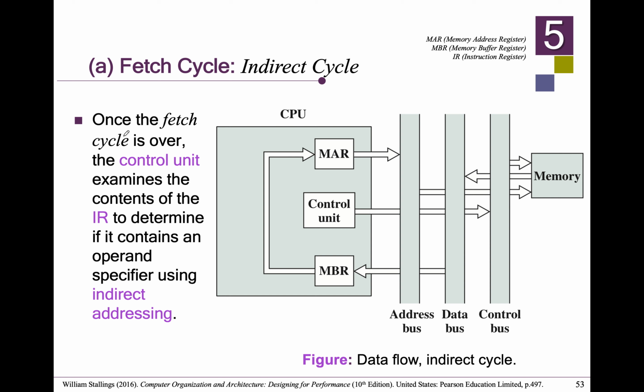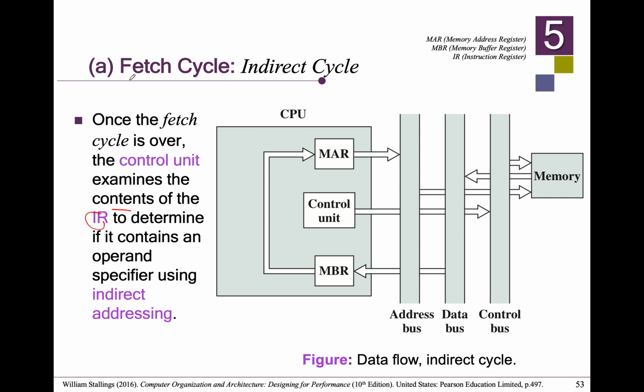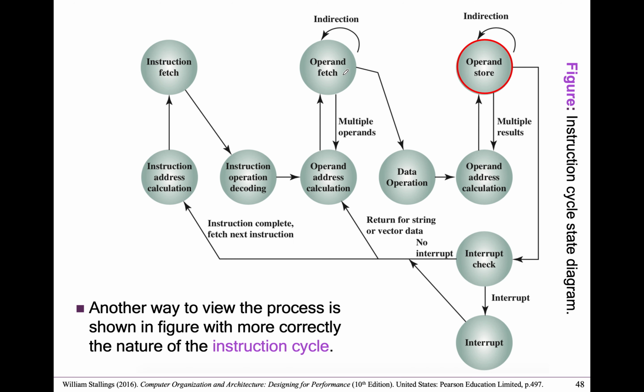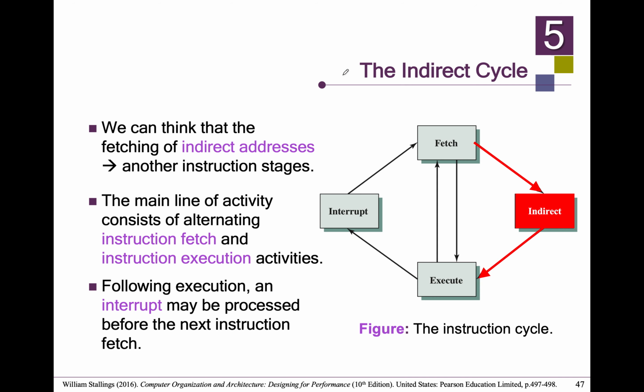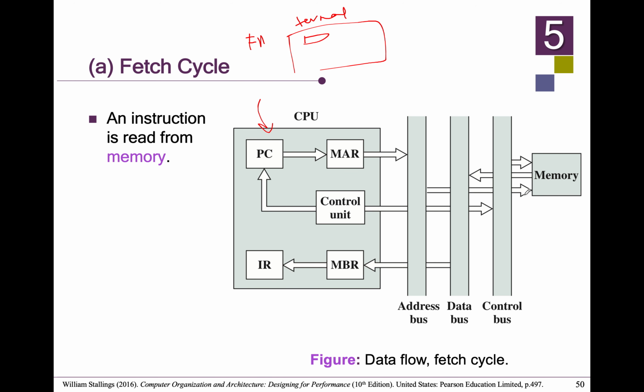Okay. Once the fetch cycle is over, the control unit examines the contents of your IR. So you can see over here, you already have the IR value, right? You finished the fetch cycle. But then if you have the indirect cycle, go back to your diagram. If you finish the fetch, sometimes you need to have the indirect, isn't it? So this is going to be shown in this example here.